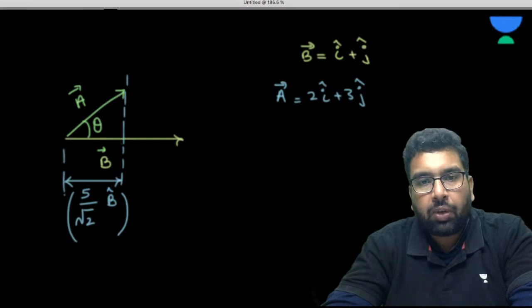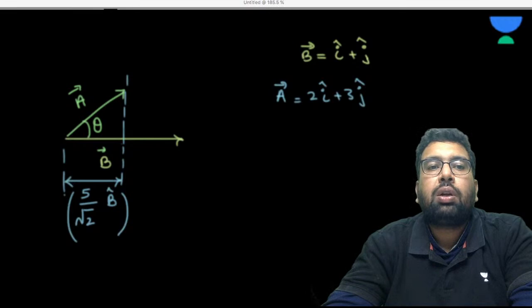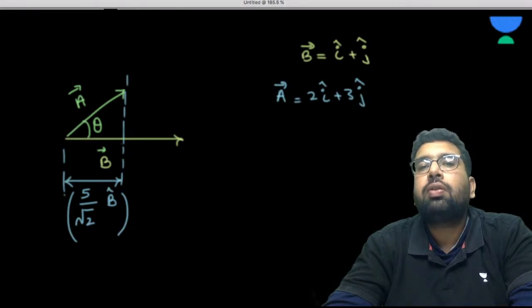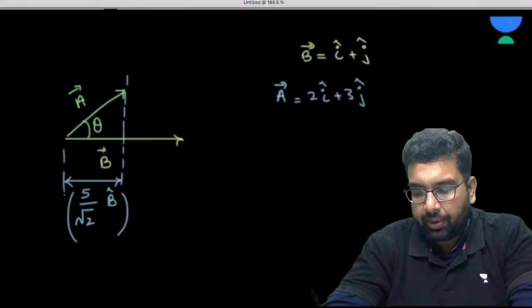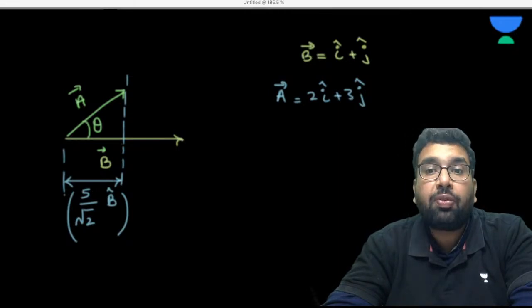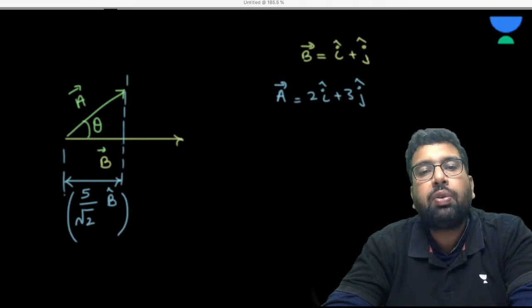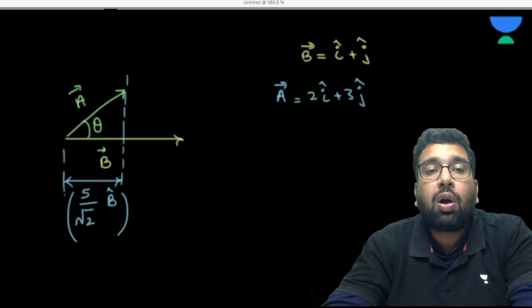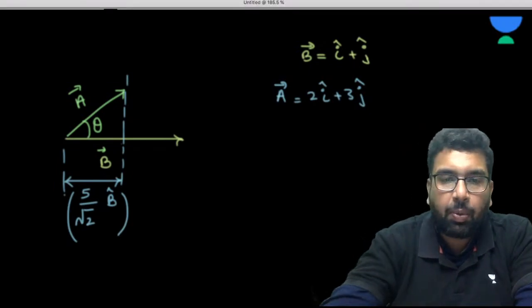Okay, so what we are doing here, beta? We are talking about the component of a vector along another vector. So here the component of this vector A along the B in the vector form is going to be 5 root 2 b cap, because b cap is going to give you the direction of this vector. Are you getting my point? So please understand this. It might be confusing.